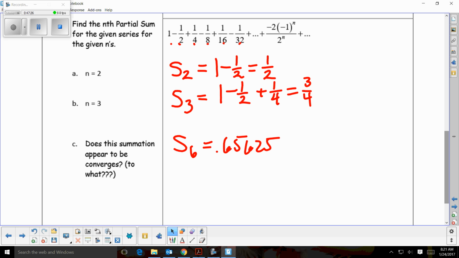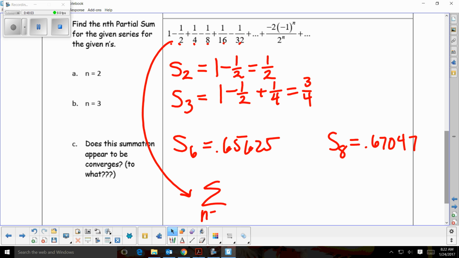Anybody get S of 10? So just add on a few more to that. S of 8 is what? Anybody want to guess what it's going to converge to? 2/3. Okay, it does. It converges to 2/3.